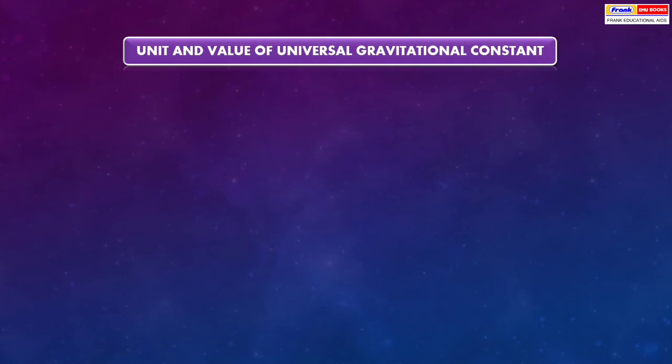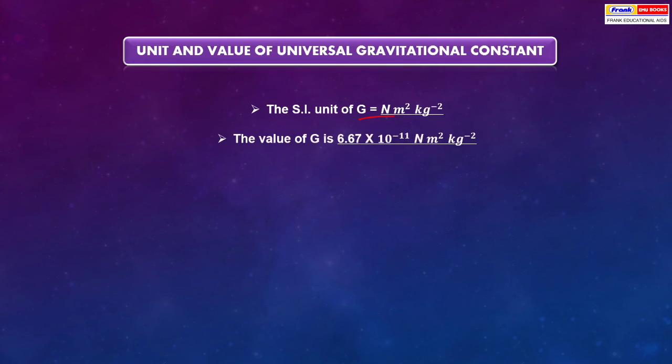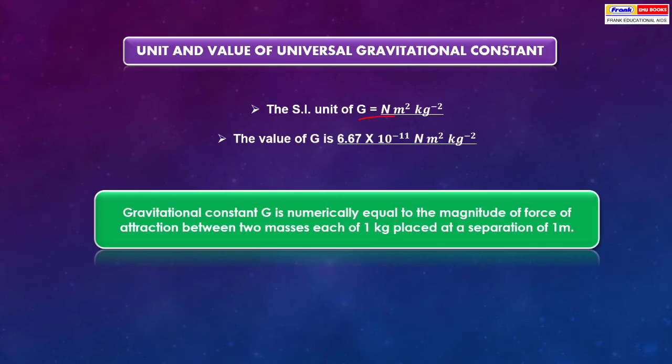Unit and value of universal gravitational constant. The SI unit of G is Nm square per kg square. The value of G is 6.67 into 10 to the power minus 11 Nm square per kg square. Gravitational constant G is numerically equal to the magnitude of force of attraction between two masses, each of 1 kg, placed at a separation of 1 meter.